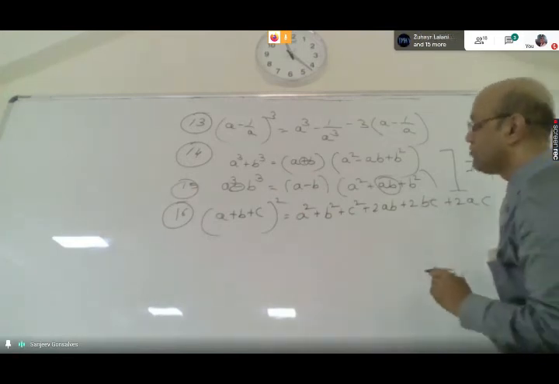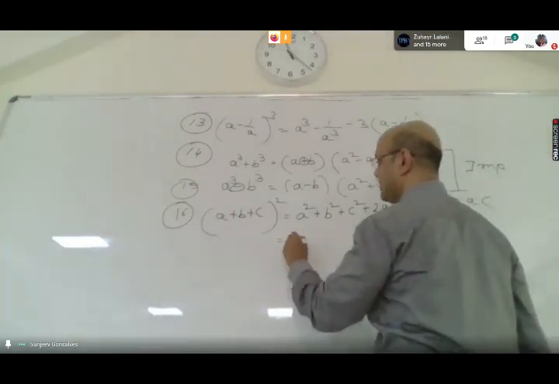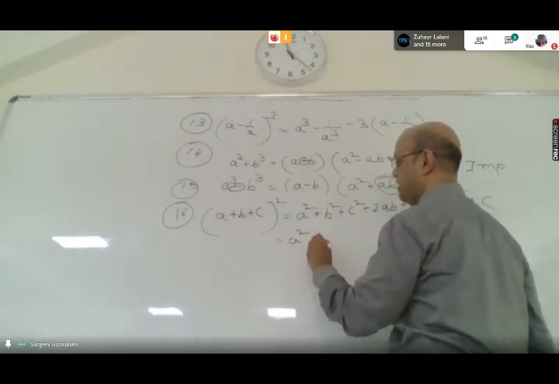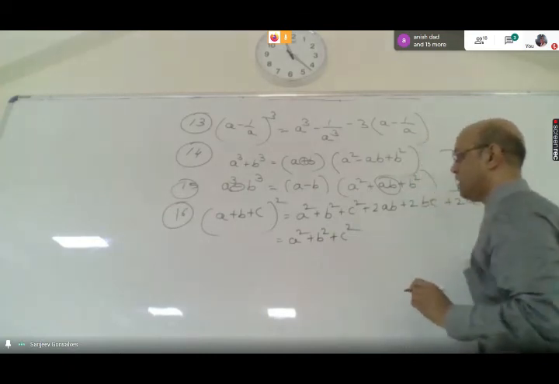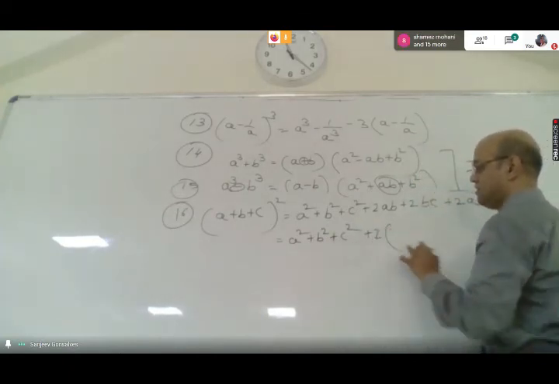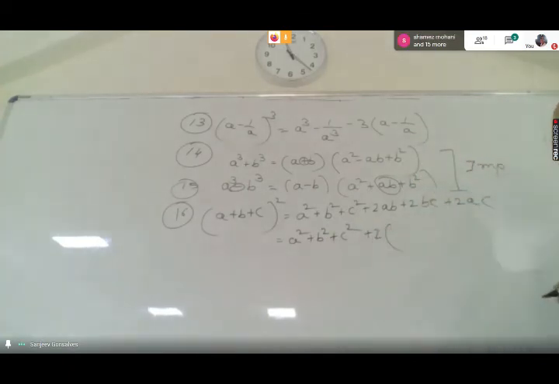Okay. Now this formula can be further written as A square plus B square plus C square in bracket, 2 outside the bracket and inside the bracket AB plus BC.